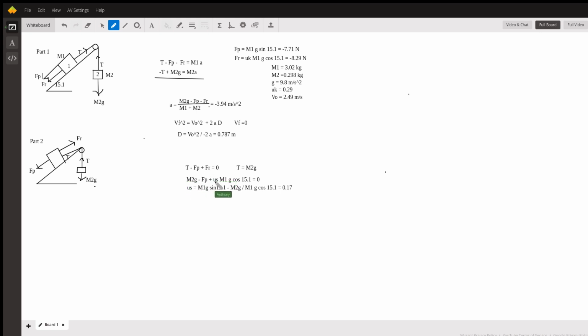And just making substitutions here, you will get an equation, and you solve that for mu S, which is now the coefficient of static friction. If you do the algebra, you will get this formula and work out the numbers. You will get 0.17.